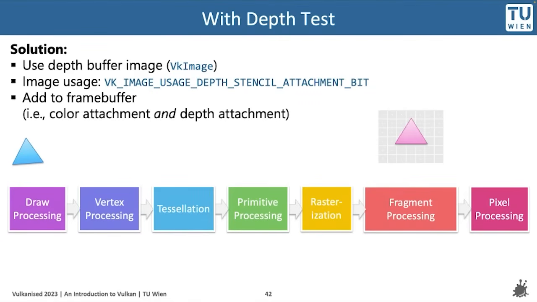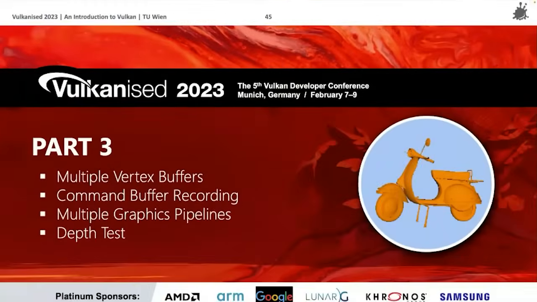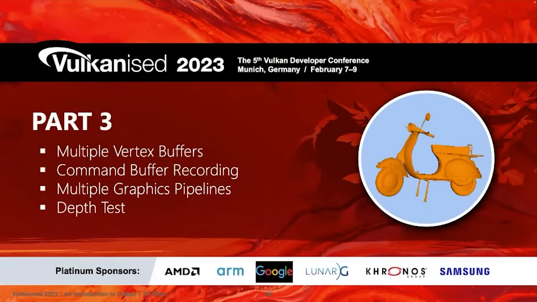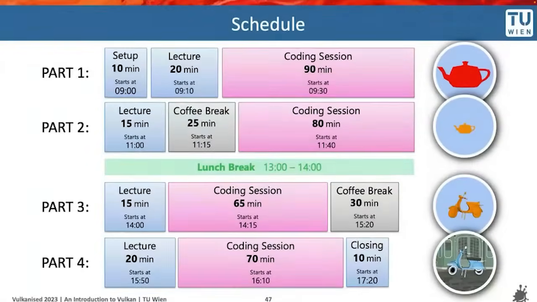And here it is again. Now with the depth test, we draw the red triangle, and now we draw the blue triangle. And now only the parts that should be visible are shaded with blue. So that's for the depth test.